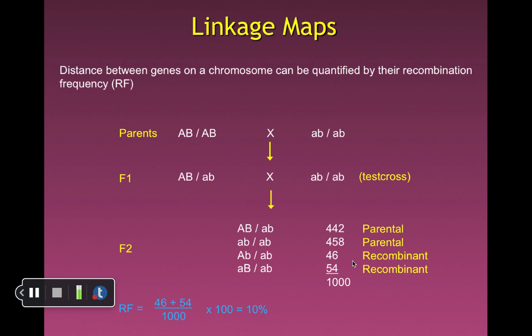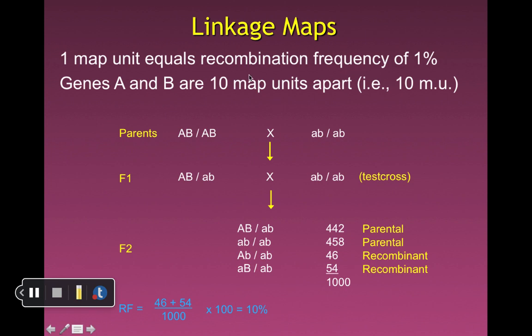So it turns out we could use that number and say, well, a map unit, which is just a relative distance, is equal to a recombination frequency of 1%. So in this case, we'd say genes A and B are 10 map units apart. Again, hopefully that's fairly straightforward to you. If not, certainly feel free to pause the video and just work through the numbers and make sure that makes sense.